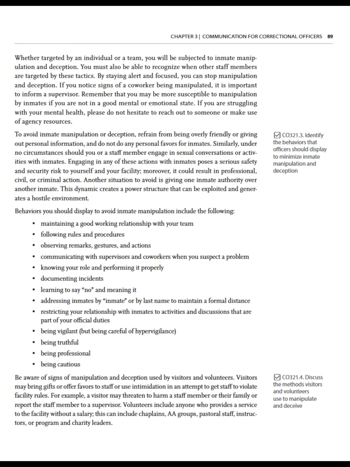Be aware of signs of manipulation and deception used by visitors and volunteers. Visitors may bring gifts or offer favors to staff, or use intimidation in an attempt to get staff to violate facility rules. For example, a visitor may threaten to harm a staff member or their family, or report the staff member to a supervisor. Volunteers include anyone who provides a service to the facility without a salary. This can include chaplains, AA groups, pastoral staff, instructors, or program and charity leaders.